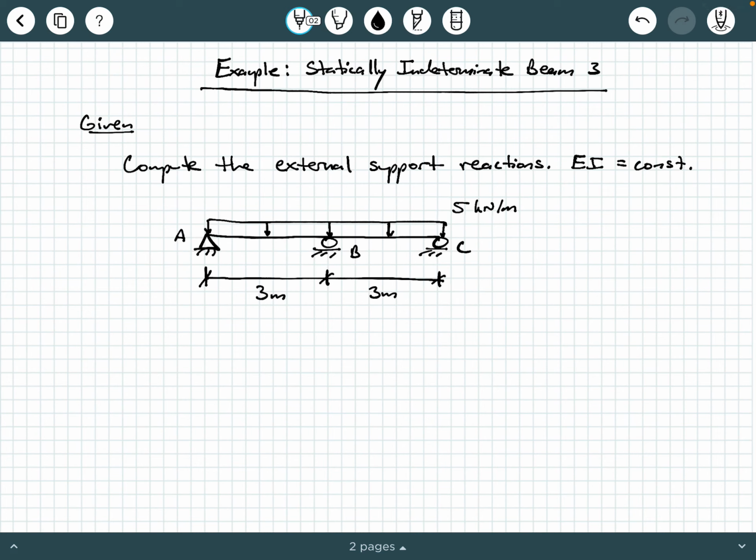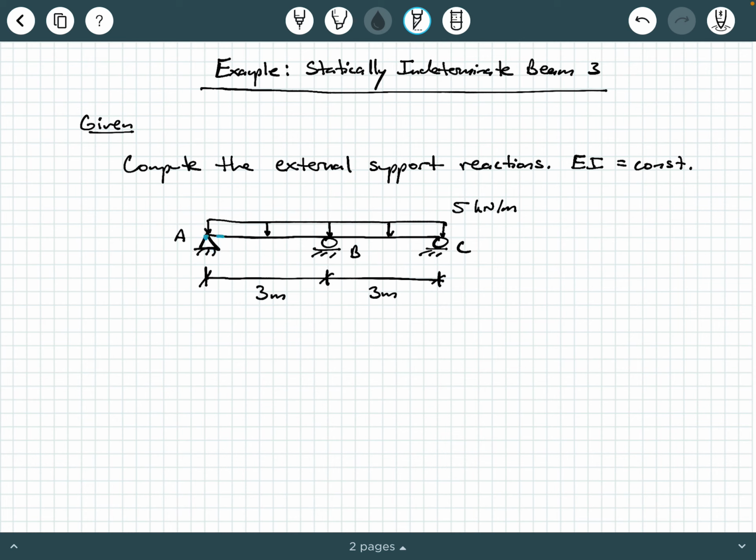Hey everybody, Dr. A here, and in this video we're going to be exploring another example of a statically indeterminate beam. Now, given to us, we are being asked to compute the external support reactions, and we're told that the flexural rigidity is constant. So this beam is a little bit different than the ones we've seen in the previous couple of videos on this topic.